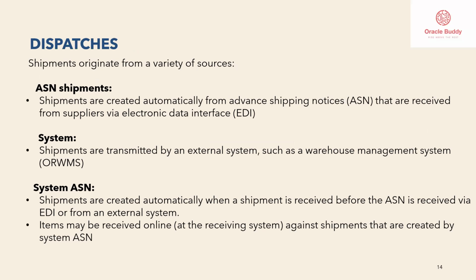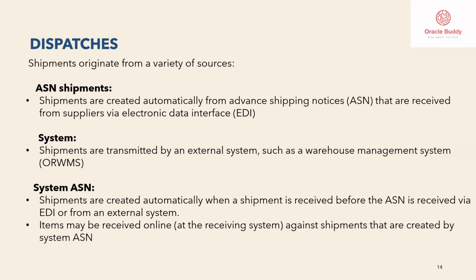Next topic is dispatches. Shipments originate from a variety of sources. So shipments can come via ASN shipments, by system, transmitted by an external system, or by system ASN. So let's discuss ASN shipments. Shipments are created automatically from advance shipping notices, ASN, that are received from suppliers via EDI, or electronic data interchange. Next is system. Shipments are transmitted by an external system such as a warehouse management system.